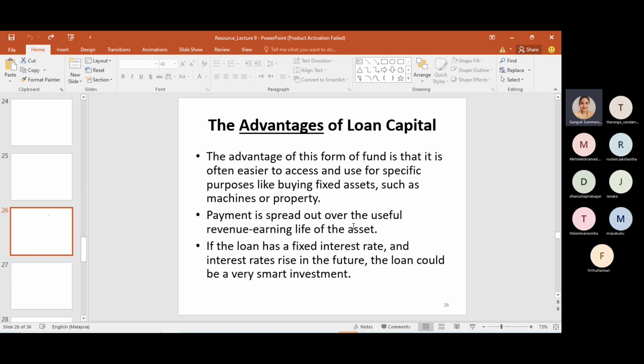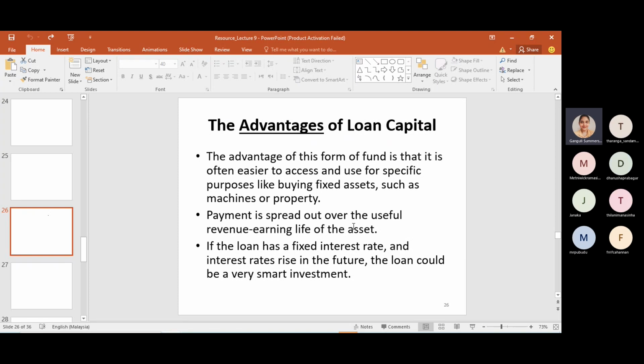So you can use your loan capital by taking loans. Whatever money you get as a loan can be used to buy the necessary things, for example, machines or properties. The loan can be used to buy these things for your company, and the payment is spread out over the useful revenue earning life of the asset. That means there is no need to pay the entire amount at once. You can pay it little by little.